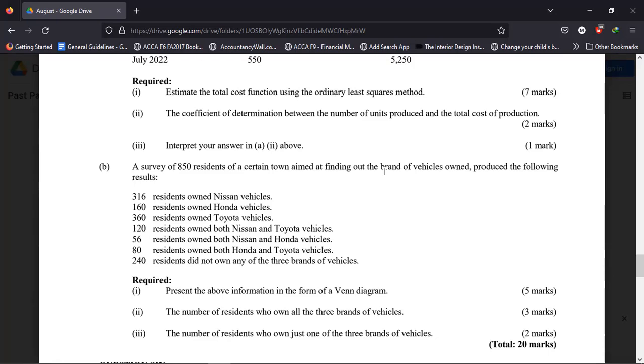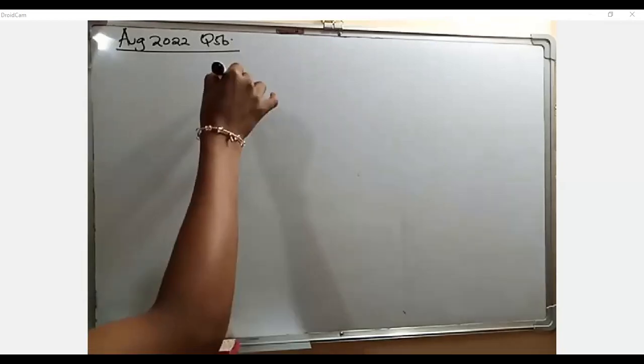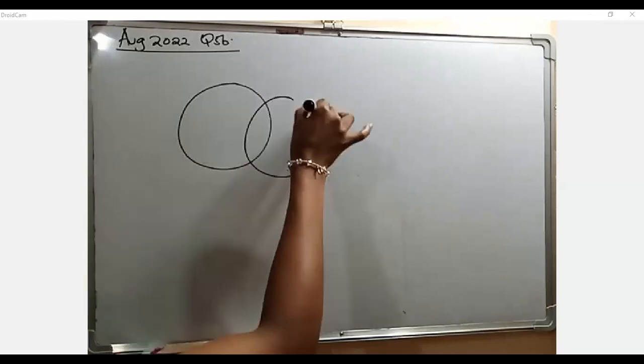Now, this concept is very simple. The first thing that we have is to present this information in a Venn diagram. And this is what you normally do without struggling. We are dealing with three types of vehicles: Nissan, Honda, and Toyota. So we draw our Venn diagram and interlock the circles. It looks like this.